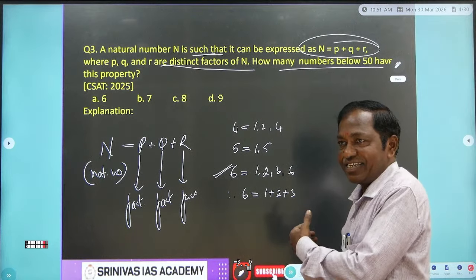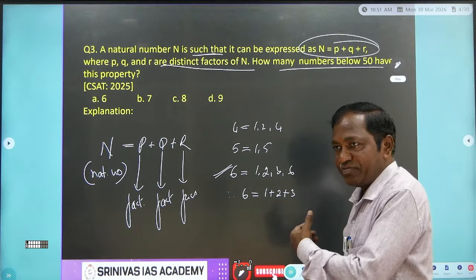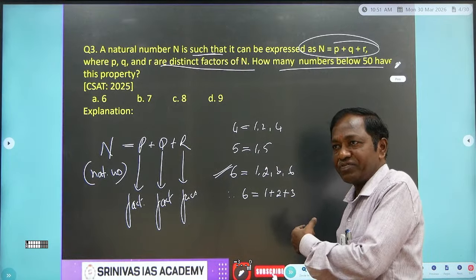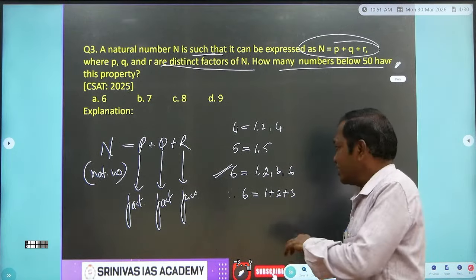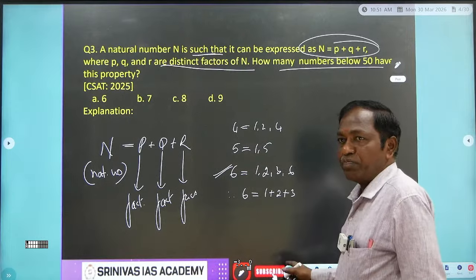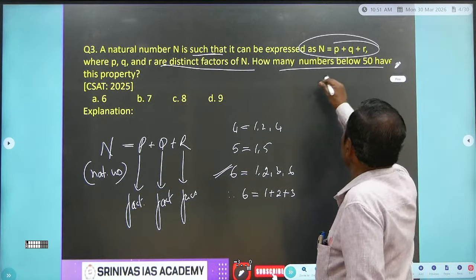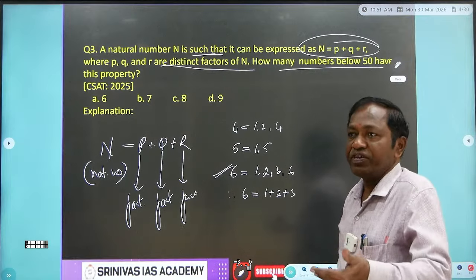I discussed this in the number system when I was talking about numbers. So what is a perfect number? Like that, 6 is equal to 1 plus 2 plus 3. But how many such numbers are there below 50?